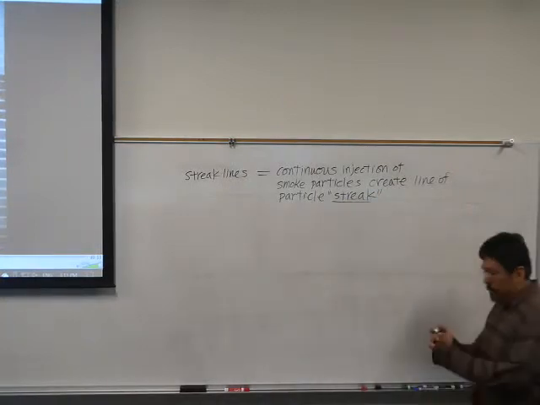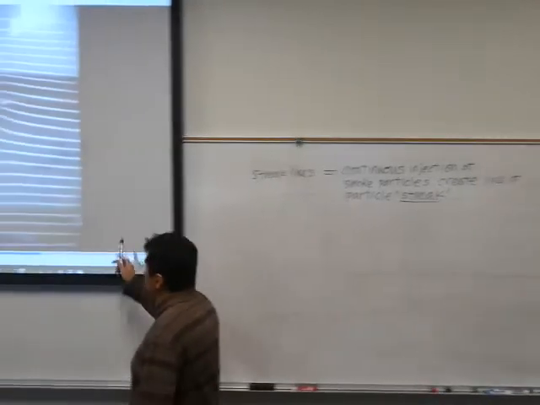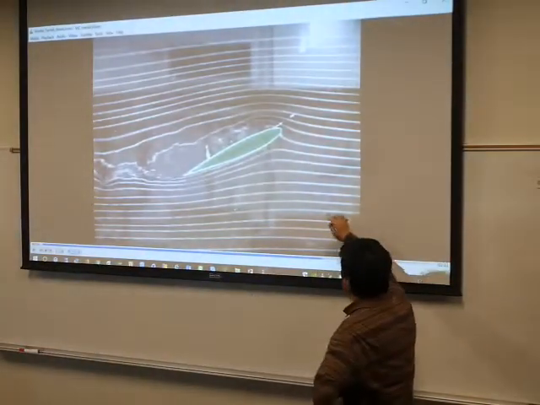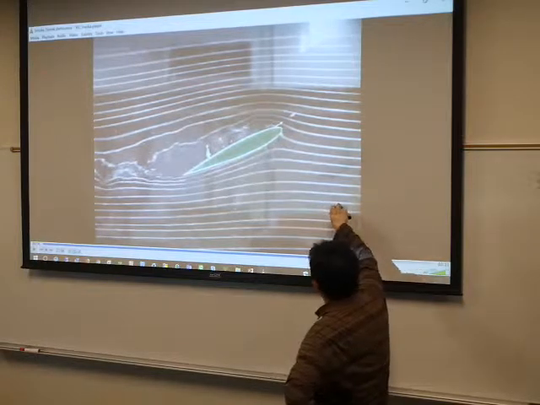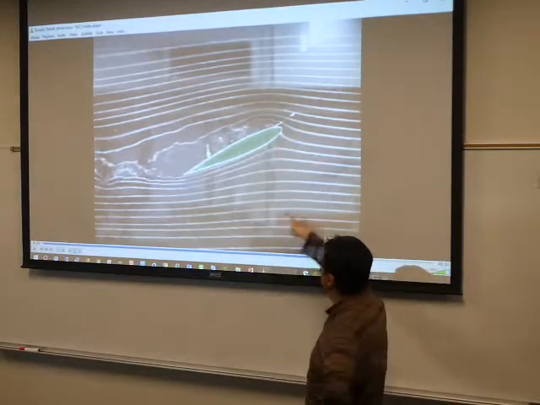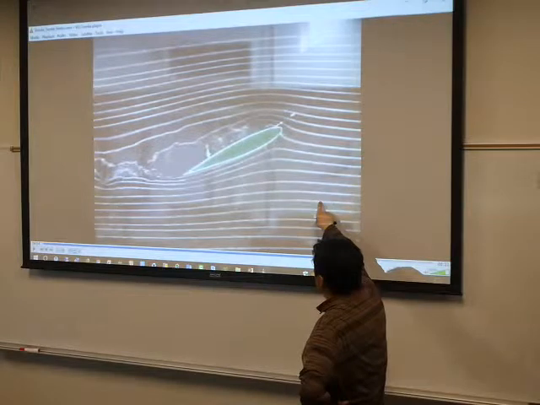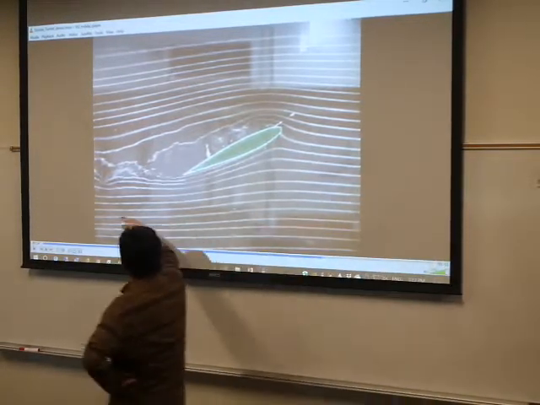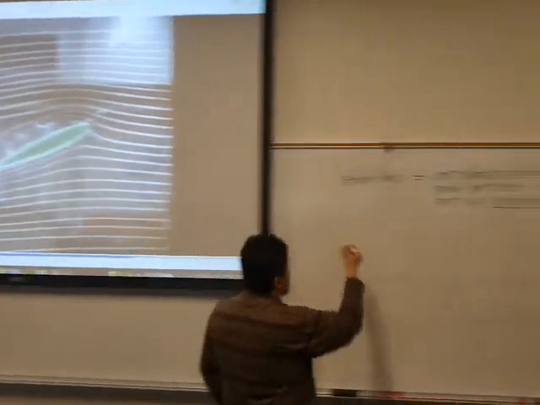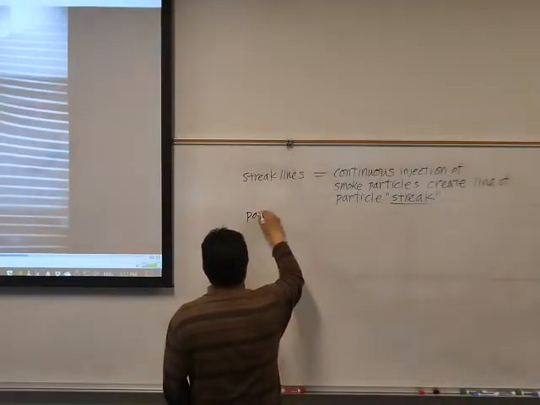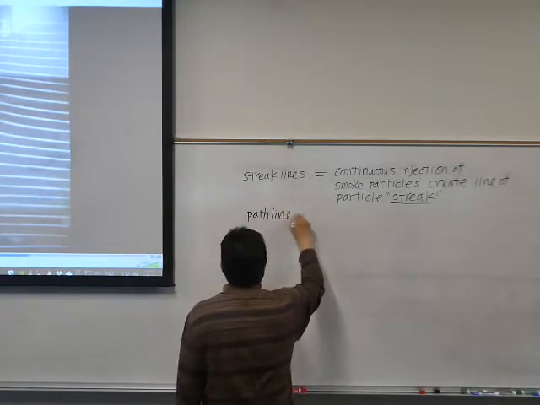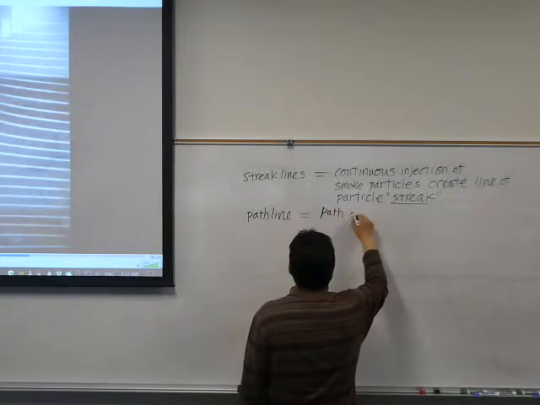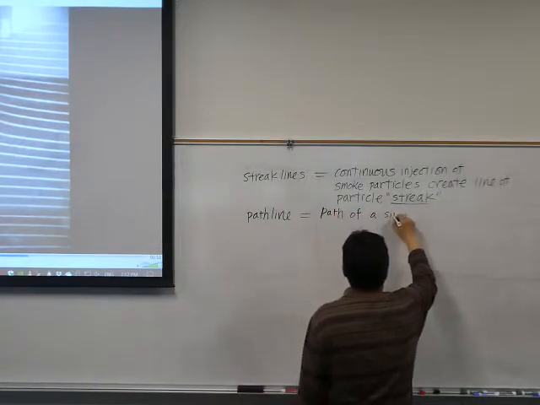So this is called streak lines. All right. Now, obviously at the same time, suppose you zoom really in, and then take a look at a single particle, and keep track of the motion of that single tiny particle, starting from here all the way to the end. That is oftentimes called a path line. This is the path of a single particle.